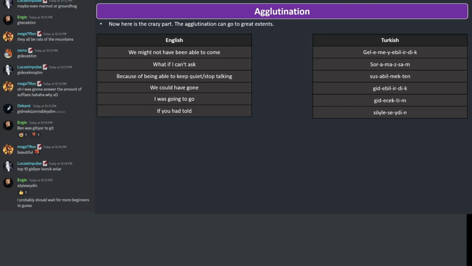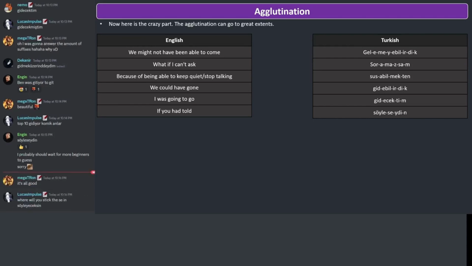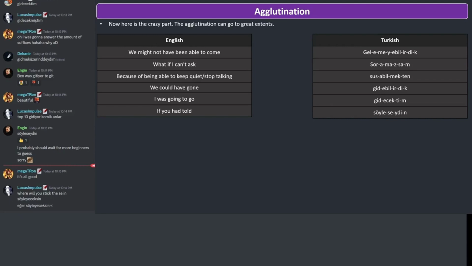We are only talking about how we conjugate verbs to have a full sentence. Like we are showing that it is possible with suffixes to say these full forms. For now, I think we have had enough examples. If there are no questions about agglutination, I will move to the other slide. But before moving, where will you stick the se in söyleyeceksin?